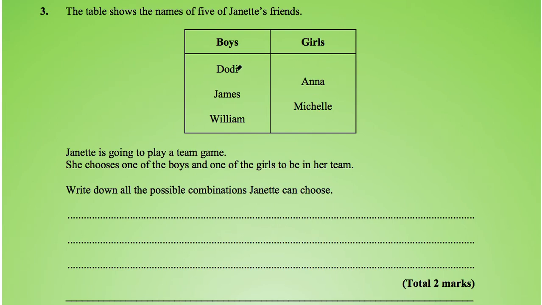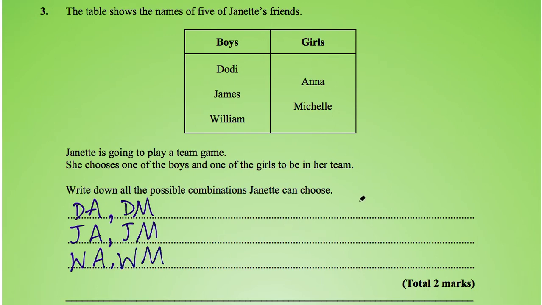So we need to be strategic about this, have a strategy to follow. You'll notice that normally in questions like this, the first names always have a different first letter, or it's the same with menus as well. That means that you don't have to keep on writing out the full word. I can write DA to mean Dodie and Anna, or DM to mean Dodie and Michelle. So that's Dodie and each of the girls. Then we choose James and each of the girls, JA, JM, then William and both of the girls. And that's all the 6 possible combinations that Jeanette can choose.